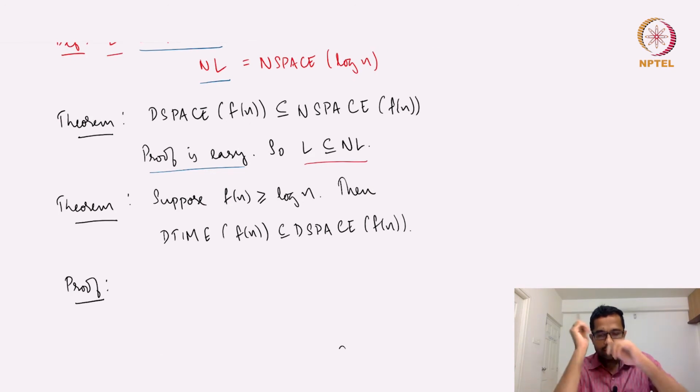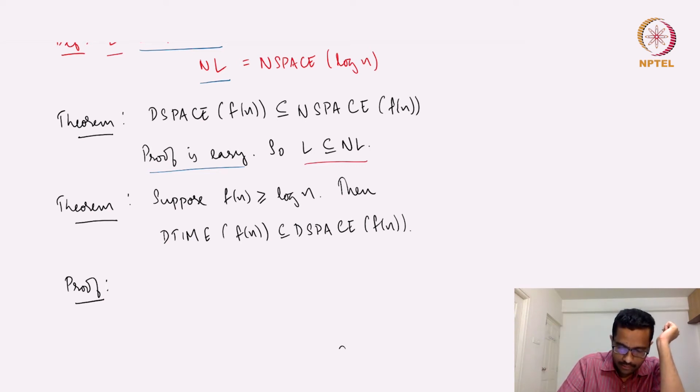Right? Now let's look at the next result. So this is result number 1, DSPACE(f(n)) is contained in NSPACE(f(n)). Second, DTIME(f(n)) is contained in DSPACE(f(n)), meaning if you can do some computation in DTIME f(n), you can also do the same computation in DSPACE f(n).